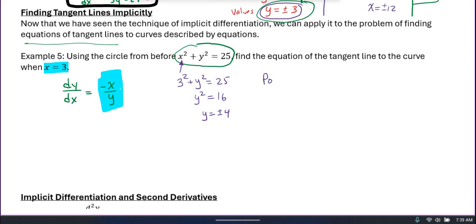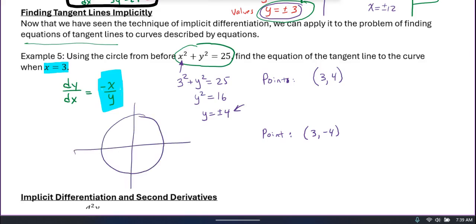And so you really have 2 points to consider, right? The first one is when x is 3, y could be 4, and the other one is when x is 3, y is negative 4. So I have 2 different points, and you can think of it graphically, right? There's this circle with the radius 5. One of the points is over 3 and up 4, maybe right there. And the next one is over 3 and down 4, right over there. We're going to have a tangent line here and a tangent line there. You can see one has a positive slope and one has a negative slope. And so we're going to find the equation of the tangent line of each, right? We're going to actually find the equation of that actual line.